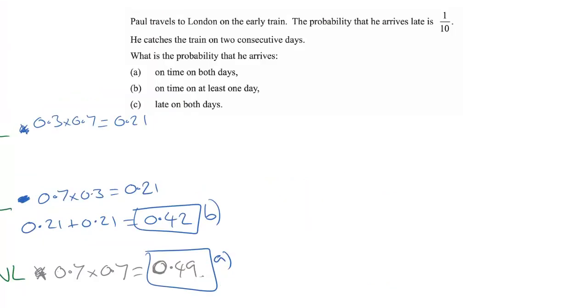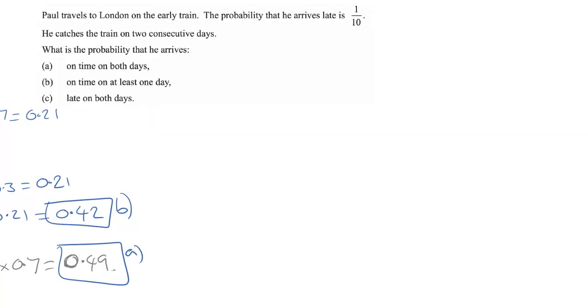Okay, this one really is the final example now. Okay, so Paul travels to London on the early train. The probability that he arrives late is a 1 in 10 chance. He catches the train on 2 consecutive days. Let's work out some probabilities. Okay, so same sort of principle as last time.